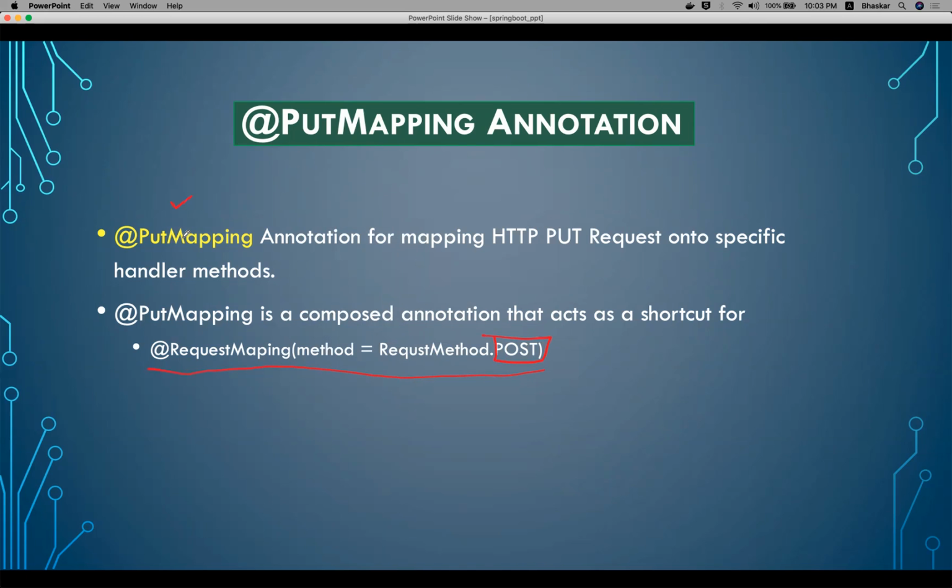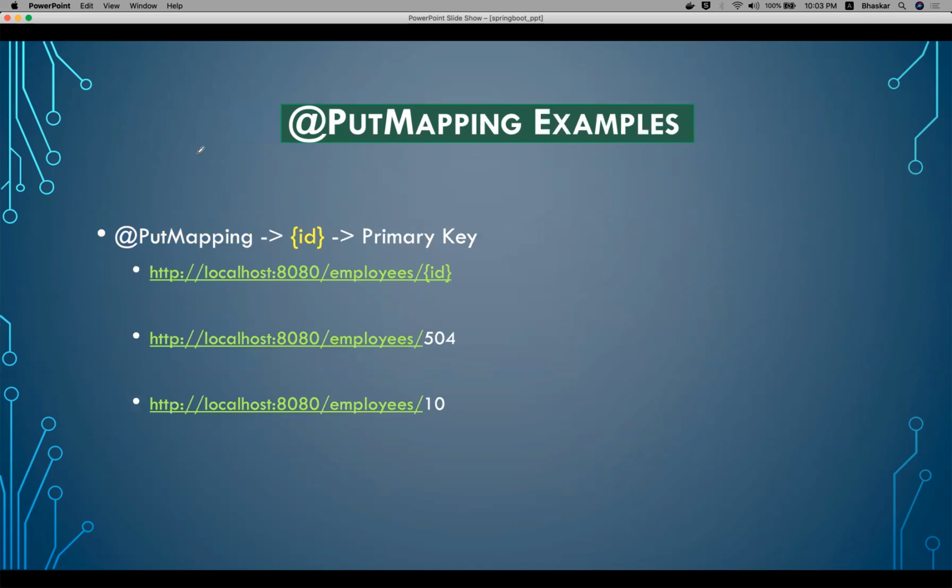Now let's see some examples. Assume that you are running your project on port 8080 and you are updating some employee details. This is your employee URL. See, this ID is a primary key. This ID is nothing but a path variable. Later I will discuss what a path variable is. As of now, just think about @PutMapping.